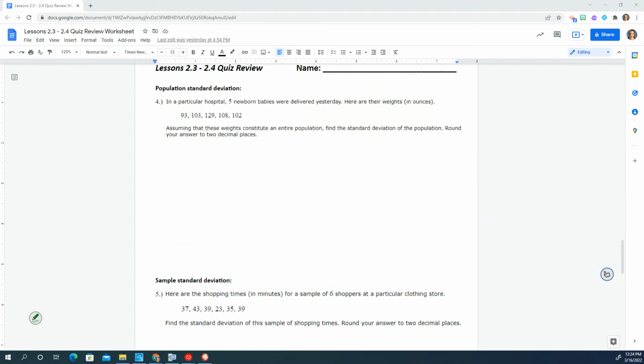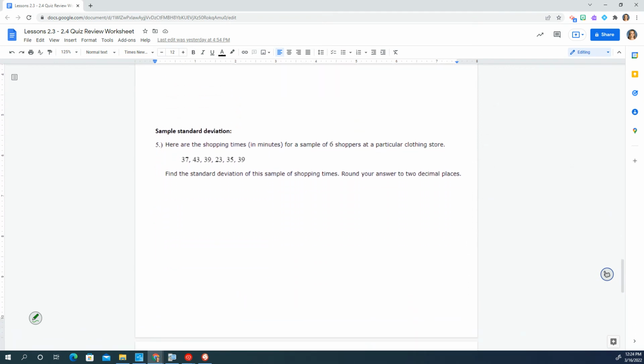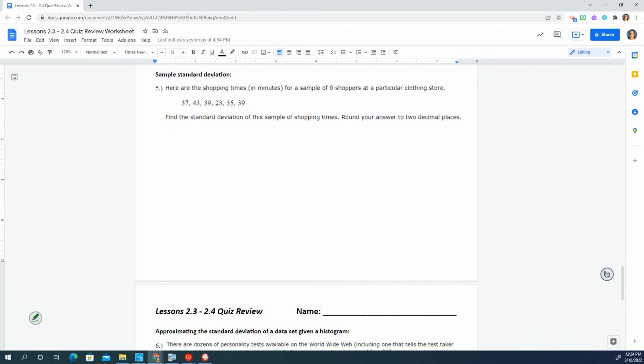Okay, so again, if I want to calculate it for a sample, this is different. The only thing that's different is when I find the variance, I have to subtract 1 from my number of entries. The reason why is that it eliminates bias. But when I'm finding the mean, I still find the mean the same way. I don't subtract 1 from that, okay? So here it tells me shopping times for a sample of 6 shoppers at a particular clothing store. Find the standard deviation of the sample.